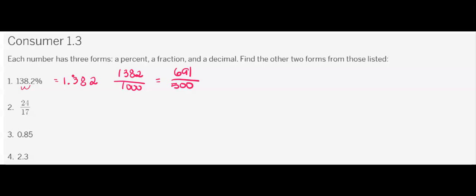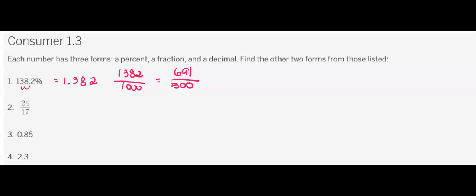So 138.2% is bigger than 100%, so it's going to be a decimal that's bigger than 1 and an improper fraction. Same thing would happen for 24 over 17. I'm going to let you do that one on your own because we already practiced that earlier. Let's do number 3 together.